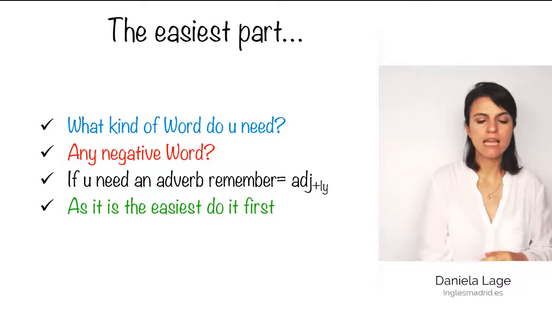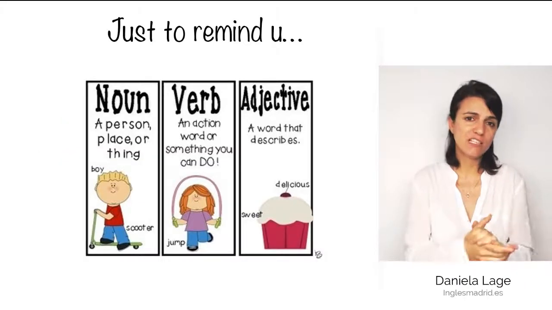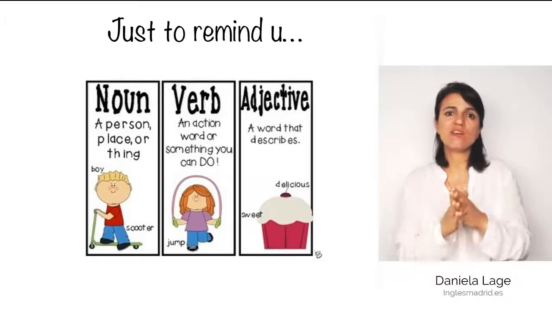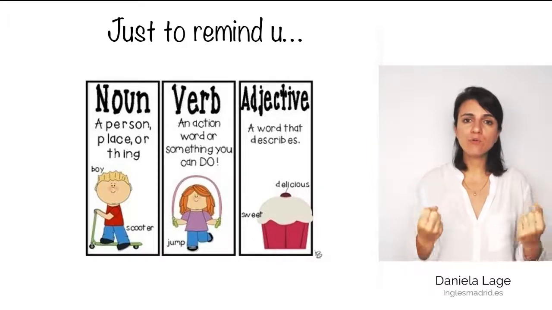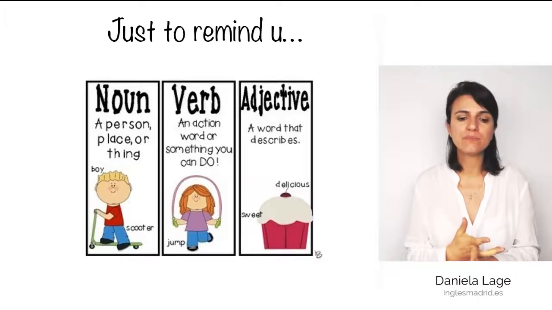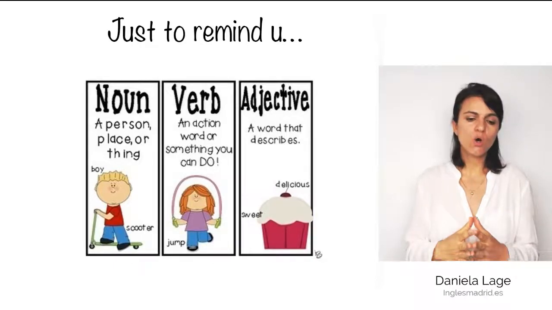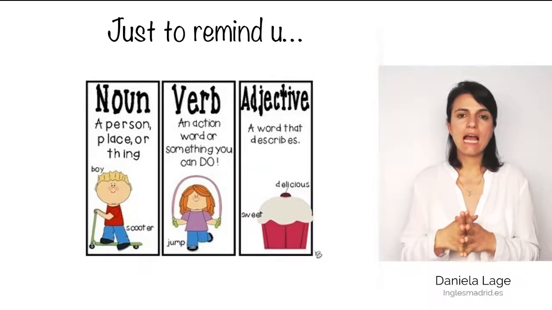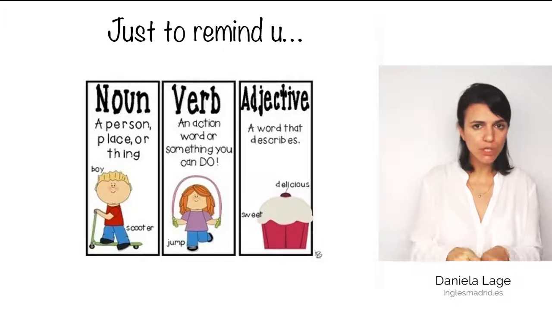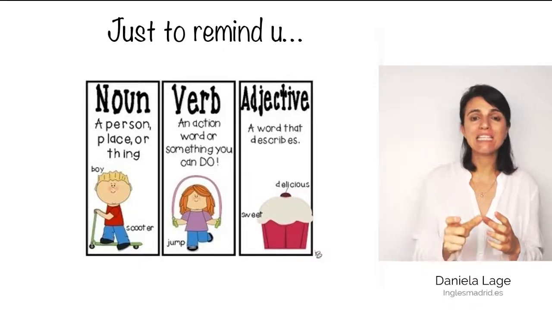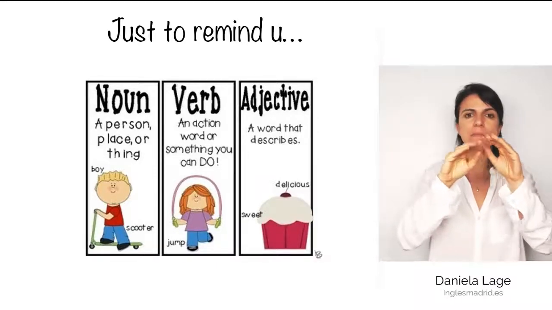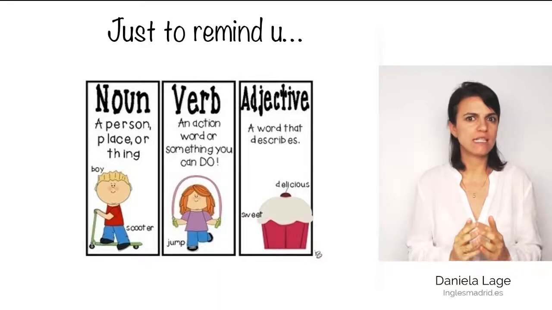Okay? Great. Then just to remind you, and this is important, if you don't know what is a noun, a verb, an adjective, and an adverb, it's going to be difficult to do this. So I recommend you to review. Let's do it together. What is a noun? A noun is a person, a place, or a thing. What is a verb? It's an action word or something you do. And an adjective is a word that describes a noun. And an adverb, that doesn't appear here, is a word that describes an adjective, a verb, or another adverb. Okay? Great. This is like the basics to know how to do this exercise.